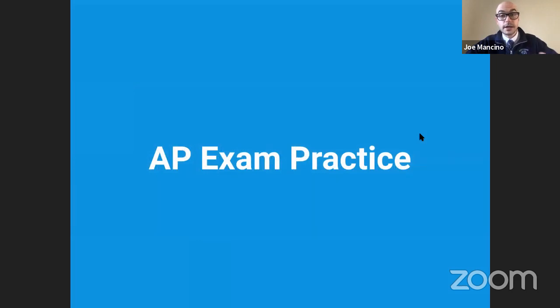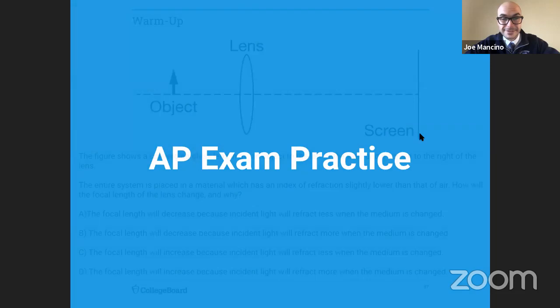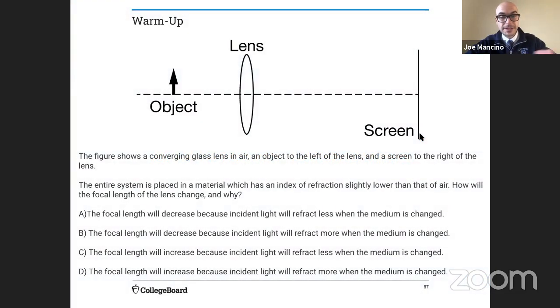So here's a couple of quick questions for AP practice. We're just going to leave you with these. We are not going to talk about the answers. The figure shows a converging glass lens in air. An object is to the left of it and a screen is to the right of it. The entire system is placed in a material which has an index of refraction slightly lower than that of air. That's a weird material. How will the focal length of this lens change and why?